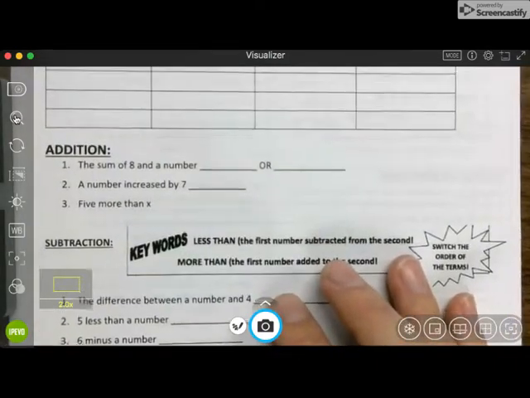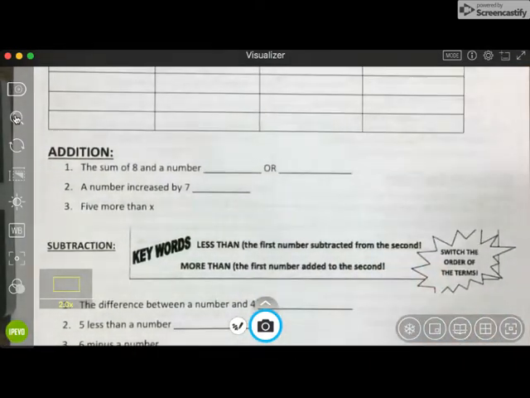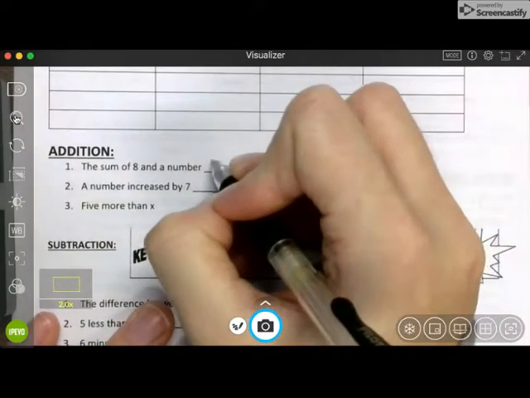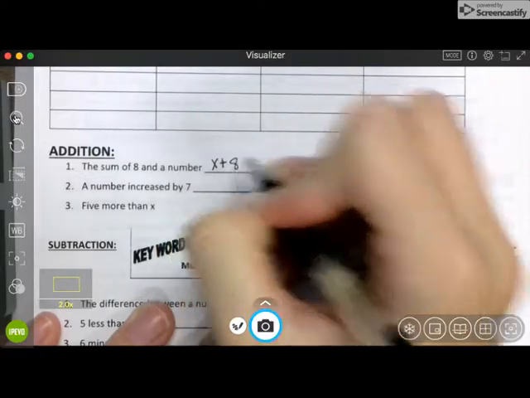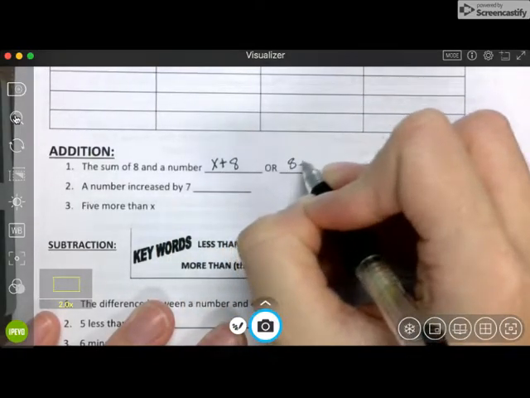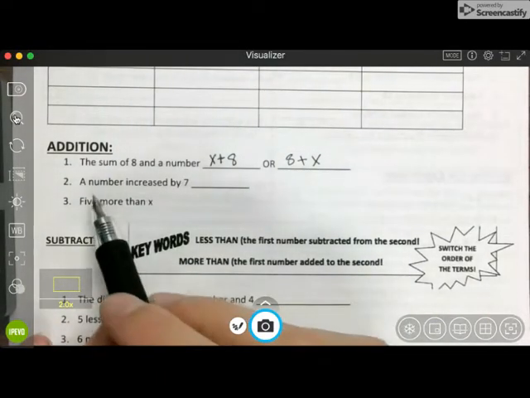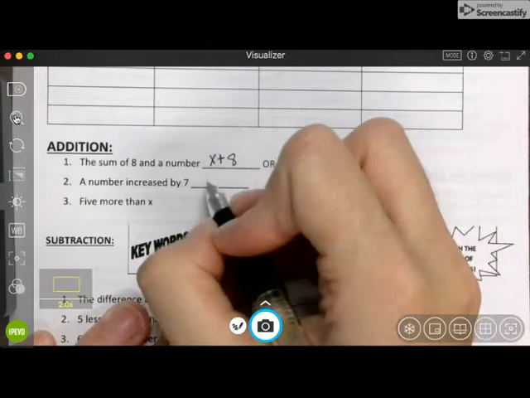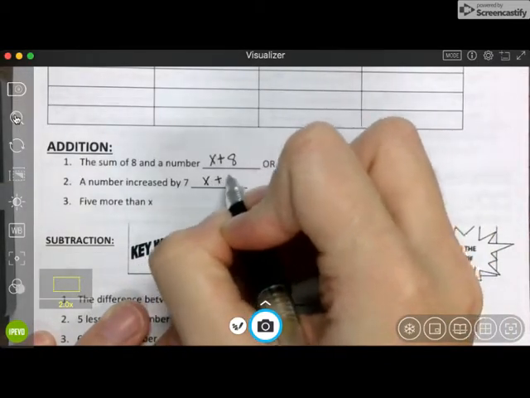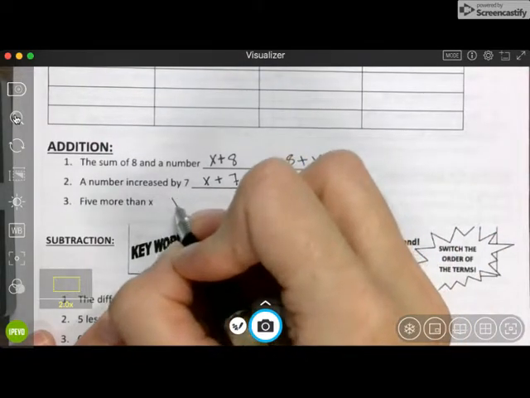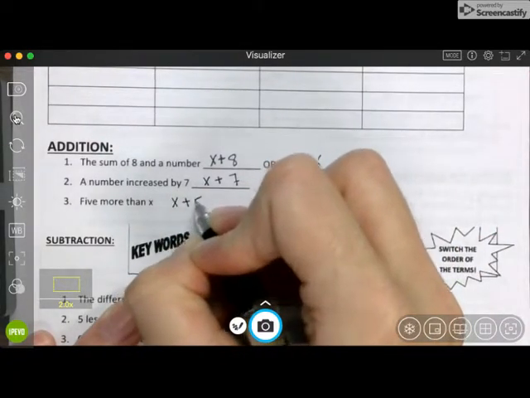Now we are looking at addition. So one of the words we put up top is sum. So it says the sum of 8 and a number. The sum of 8 and a number. So that would be written as x plus 8 or 8 plus x. For this one, it doesn't really matter. But in the second one, it says a number increased by 7. That's going to be a number plus 7. 5 more than x is actually going to be x plus 5.